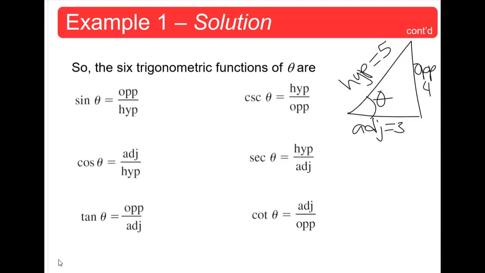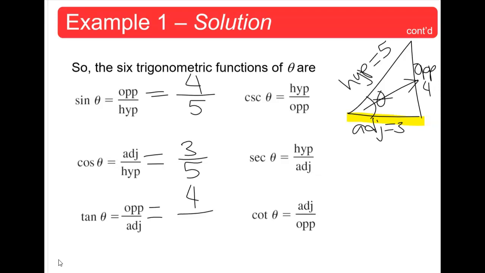So let's see. For sine, we're going to have opposite, which is 4, divided by hypotenuse, which is 5. For cosine, we're going to have the adjacent side, which is here, and that is equal to 3, divided by the hypotenuse, which is equal to 5. For tangent, we need the opposite side, which, remember, is the one right across from the angle, is 4. And adjacent is the side that is actually making that angle, so 3.